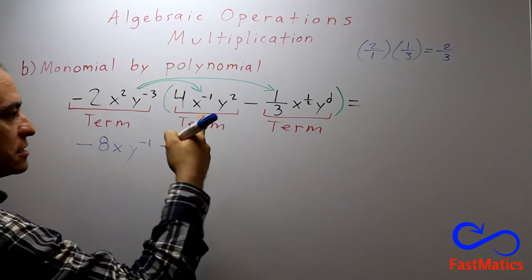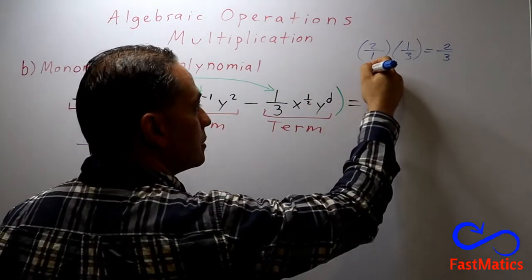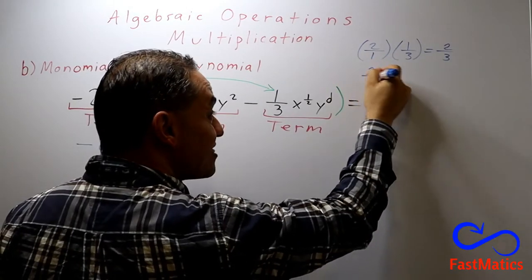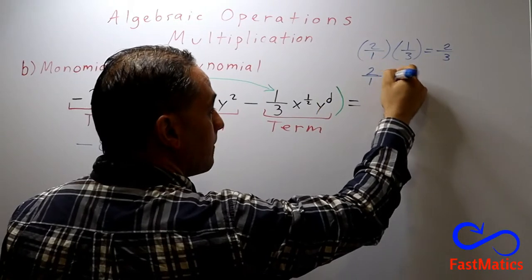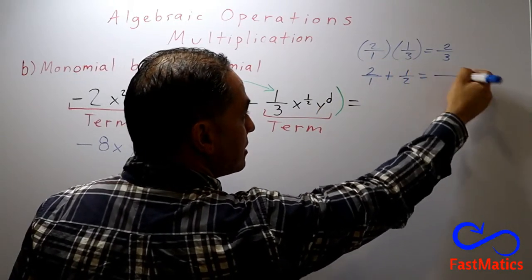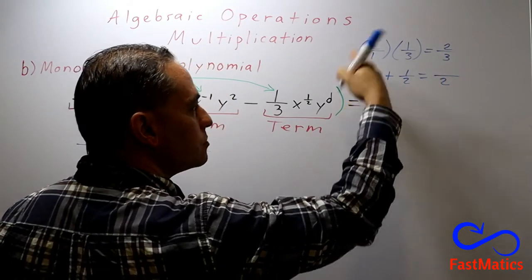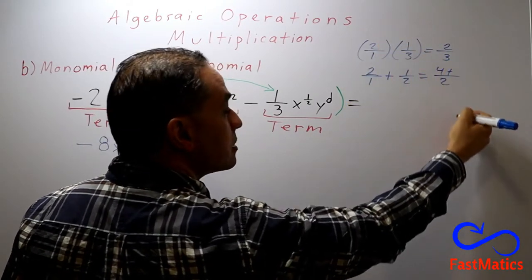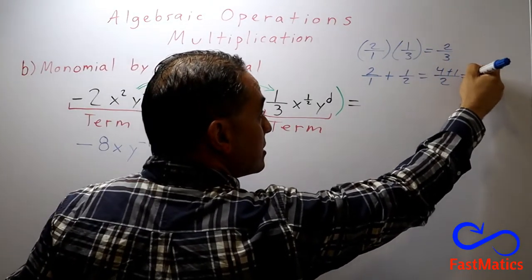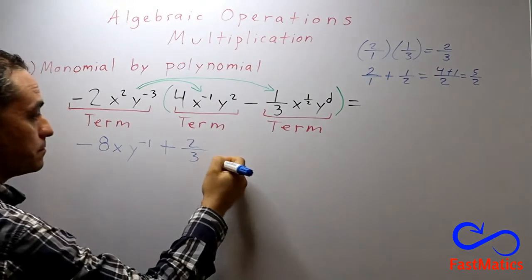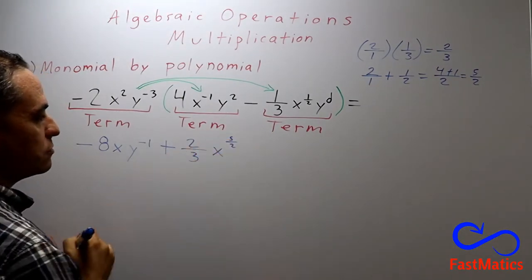X squared times x to the power of 1 over 2. You add the exponents. It is very important. Remember, please. The least common multiple of 1 and 2 is 2. 2 divided by 1, 2 times 2, 4 plus 2 divided by 2, 1 times 1, 1. That is 5 over 2. So, x to the power of 5 over 2.